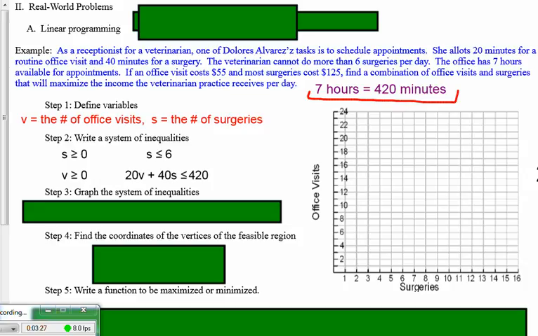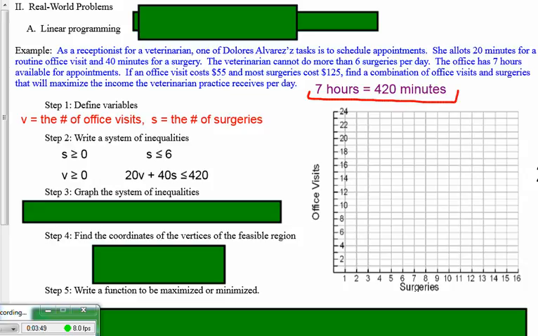Another thing we know is S has to be less than or equal to 6. The vet can only do up to 6 surgeries per day. He can't do any more. He can do exactly 6. They can do 1, 2, 3, 4, 5, or 6. I guess they can do 0 too, but they can't go anywhere above 6. So it has to be less than or equal to 6.